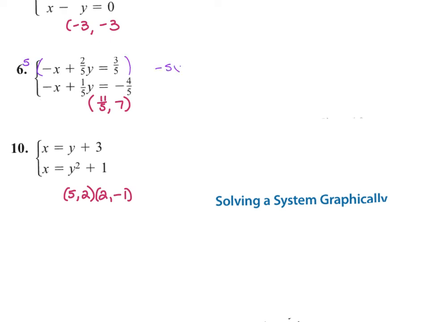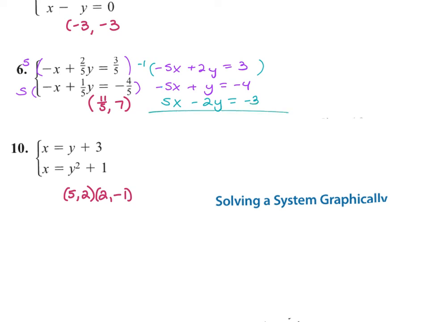I get negative 5x plus 2y equals 3. Multiply everything in the bottom one by 5, and I get negative 5x plus y equals negative 4. So if you're going to do elimination, it'd be easy just to multiply by negative. I get 5x minus 2y equals negative 3. These cancel, negative y equals negative 7, so y equals 7.